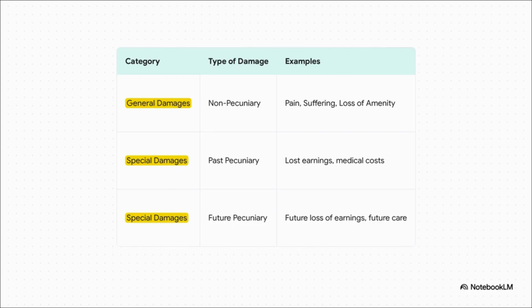So for general damages, we're talking about pain, suffering, and loss of amenity. You'll see it shortened to PSLA. And then special damages cover all those financial hits, both the ones you've already had and the ones you're going to have in the future.